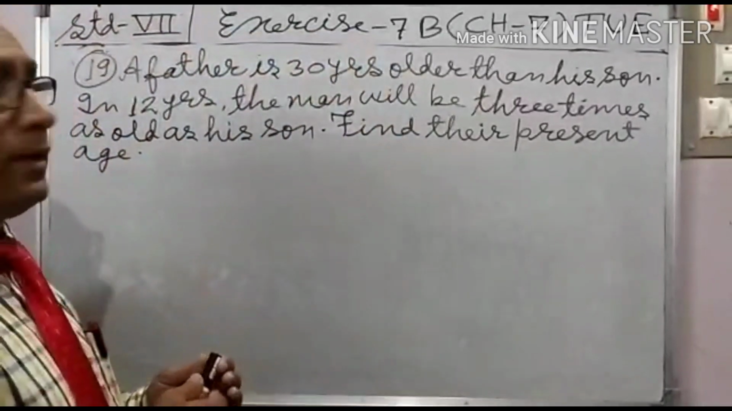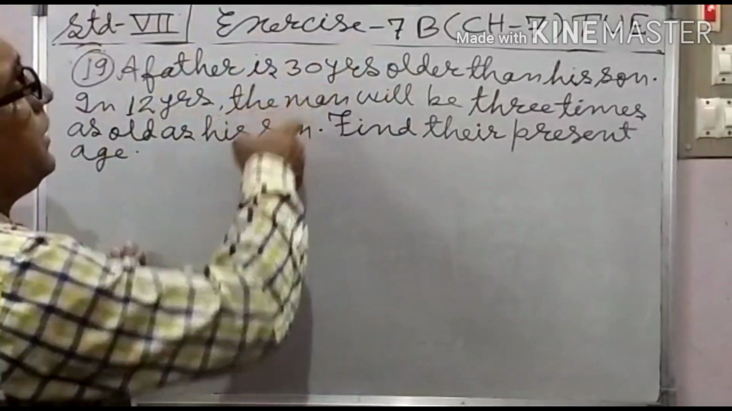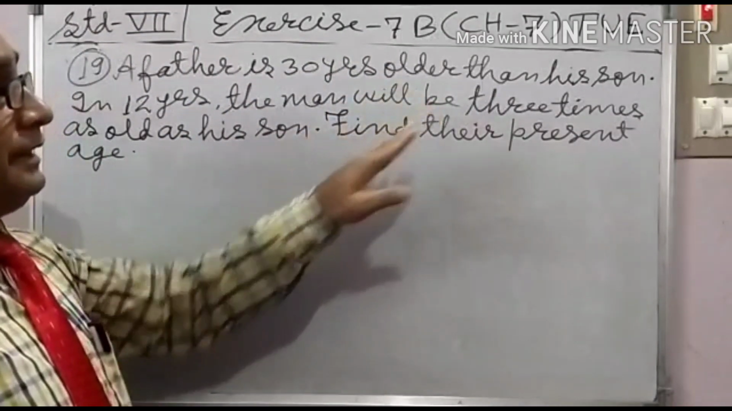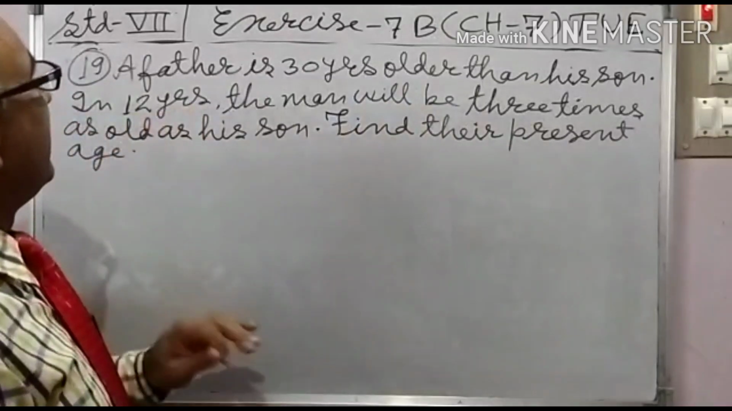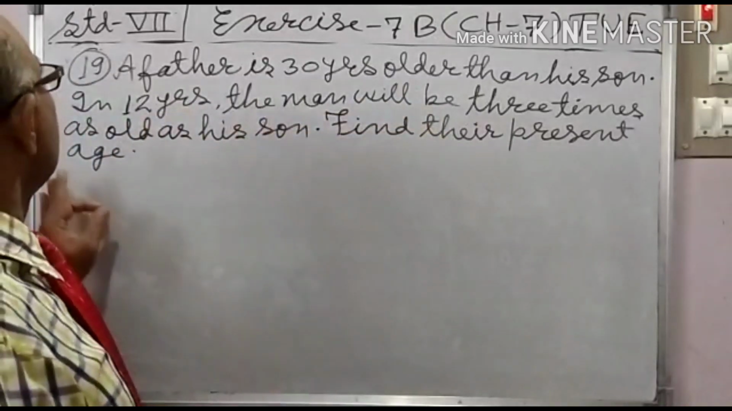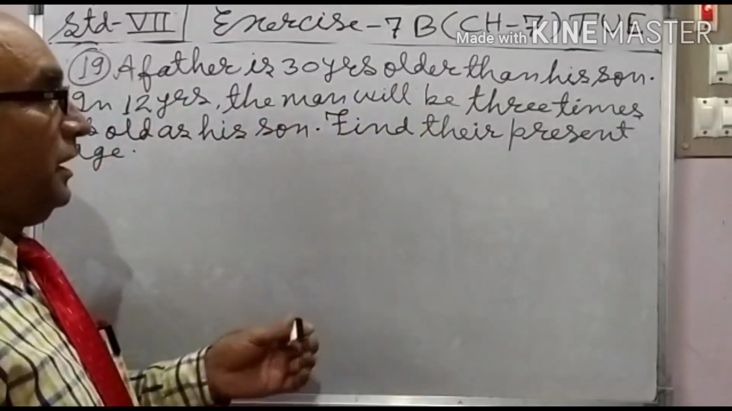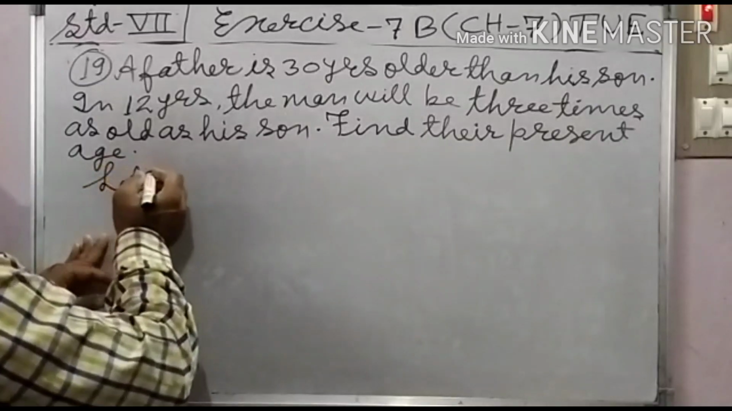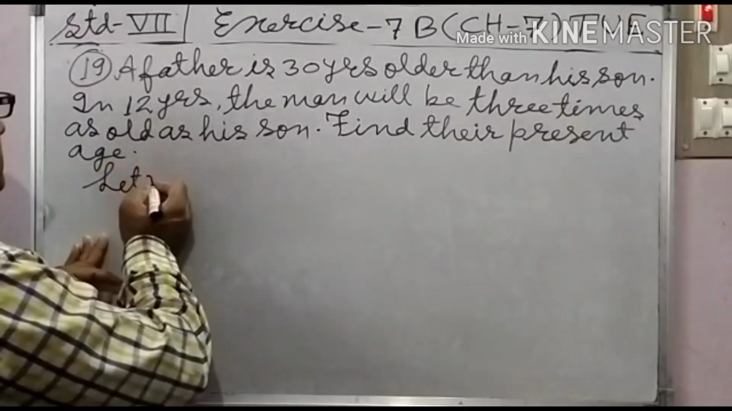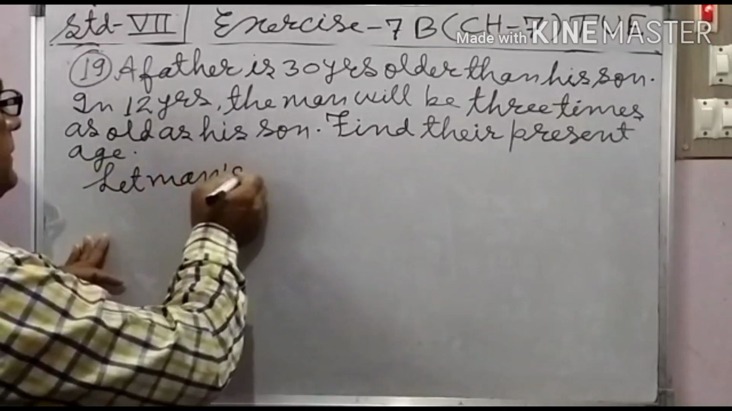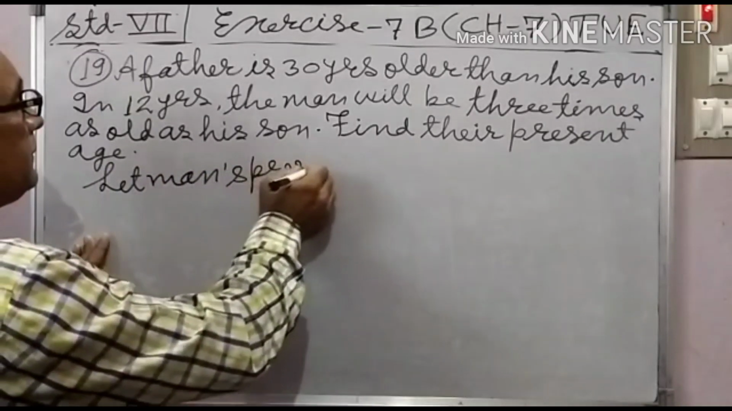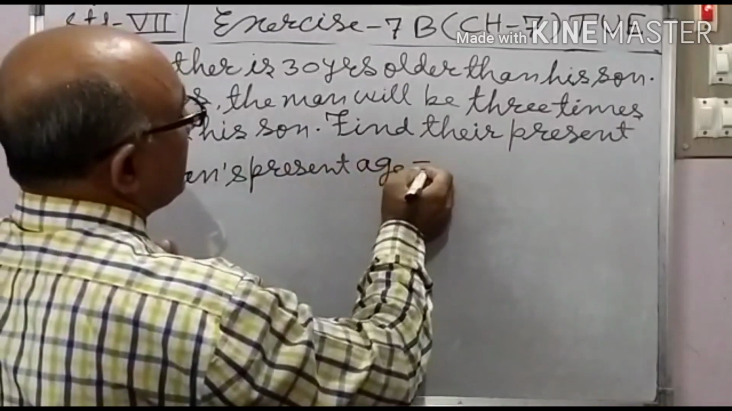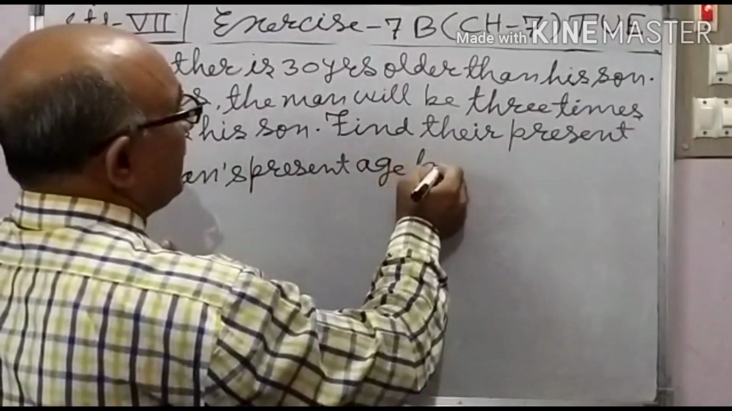Next question is question number 19. A father is 30 years older than his son. In 12 years, the man will be 3 times as old as his son. Find their present age. Let the man's present age be x years.